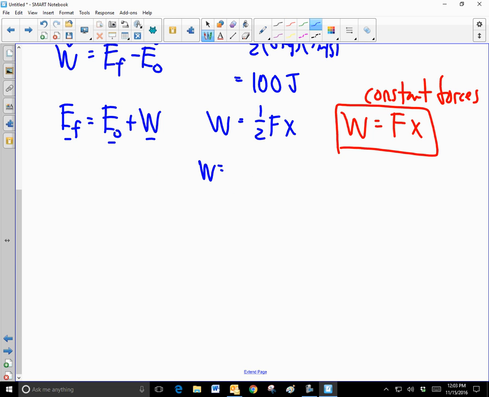So the work is equal to 1/2. What's the height of that thing? 10 newtons. And the base of it is 5 meters. So how much work was done? 25 joules. How important is it? Very important.